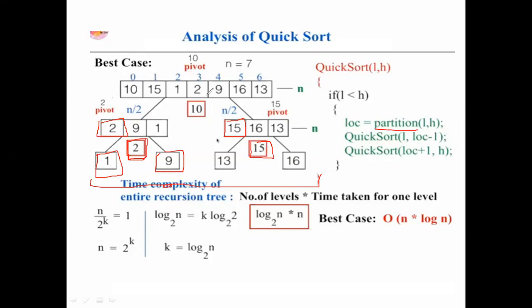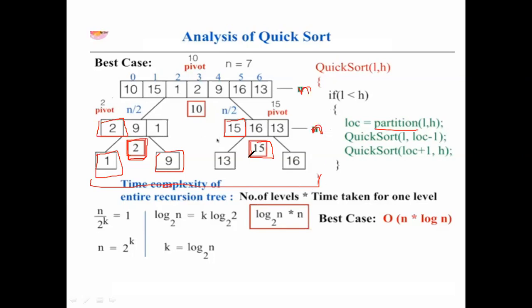So every time we split, we are given n by 2 and n by 2, but the total comparison we require here is only n. Here also we have total comparison n. So total is the number of levels times the time taken for one level. Time taken for one level here is n only. Here also the time taken for one level is n only.